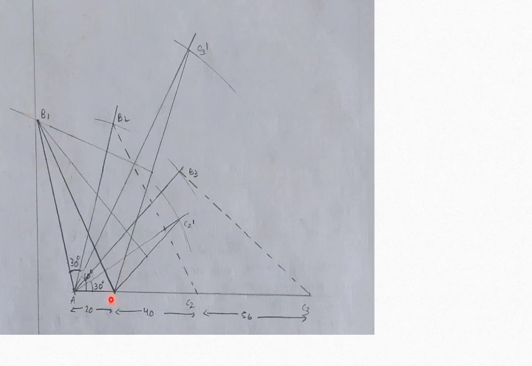Now as you can see, I have also shown the slider crank mechanism in two more positions, as B2 and B3. So this is the required slider crank mechanism which we get by the function generation inversion method.